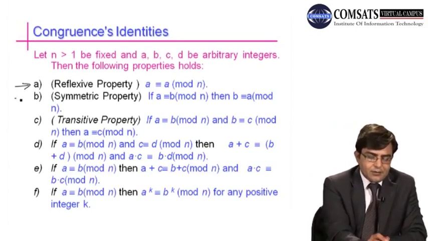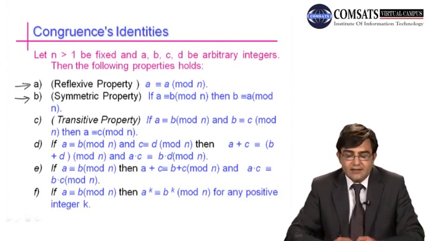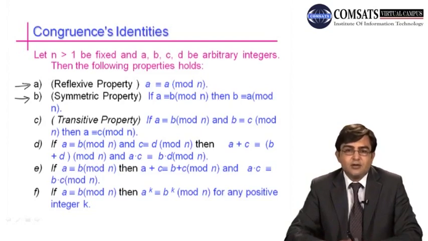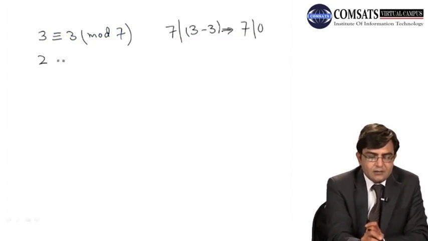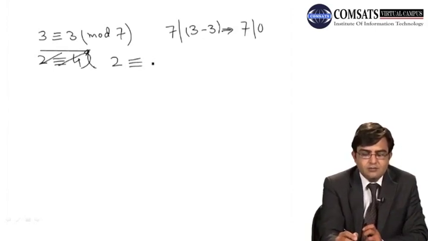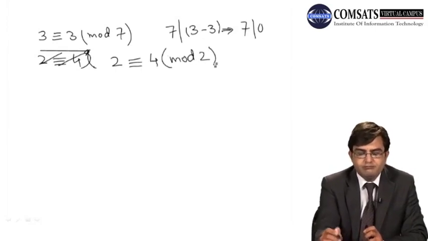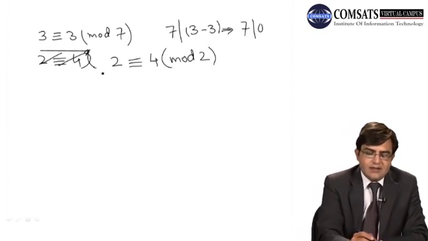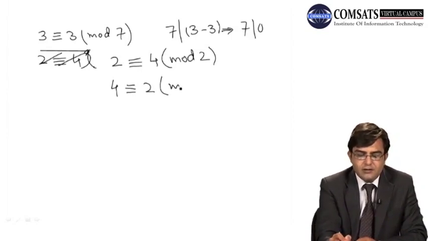The next is the symmetric property. The symmetric property says that if a is congruent to b mod n, then b is congruent to a mod n. That means that if we say that 2 is congruent to 4 mod 2, then 4 is always congruent to 2 mod 2.